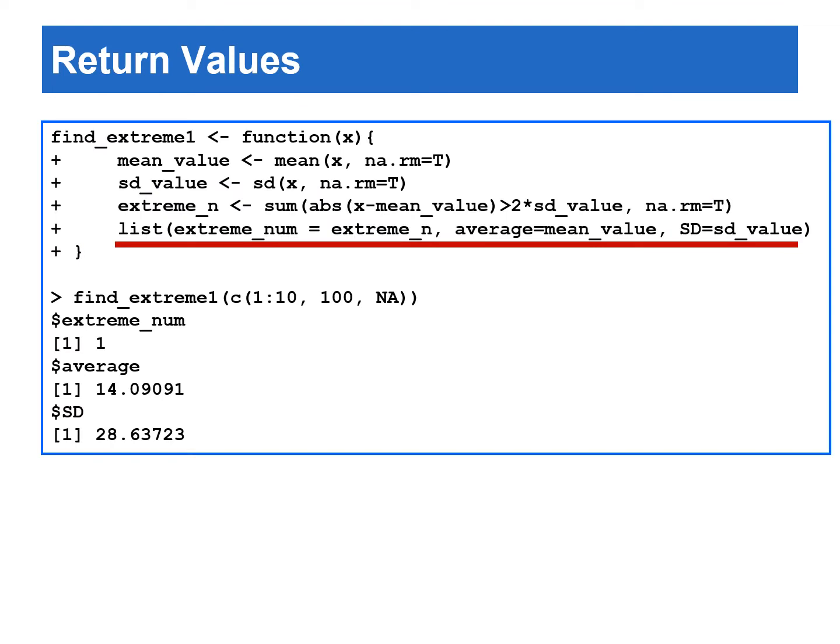For example, suppose that we would like the findExtreme function to return the mean and standard deviation of the given vector, in addition to counting the number of extreme values. We can group these values into a list in the last expression within the function.